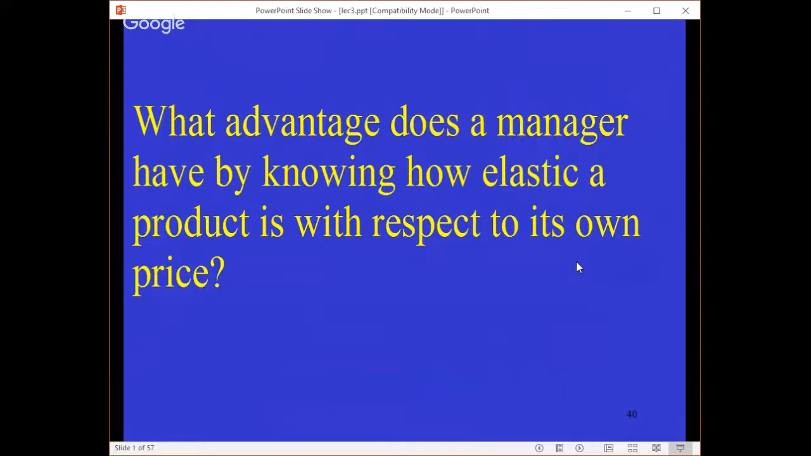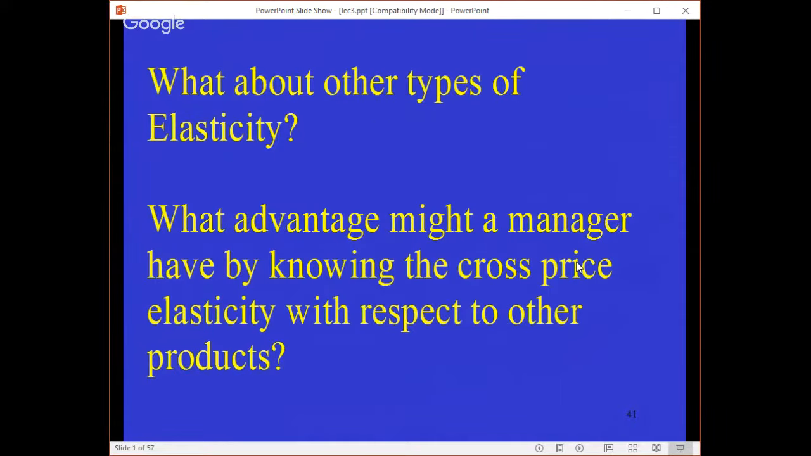Okay. What about other types of elasticity? For instance, cross-price elasticity: what happens to the demand for my product when the price of other products changes? What happens to demand when advertising increases? What happens to demand when we're in a recession? And what happens to demand when things are going well? Things of that nature.